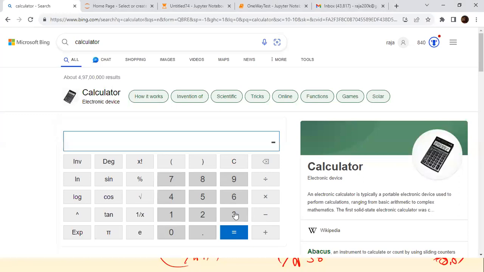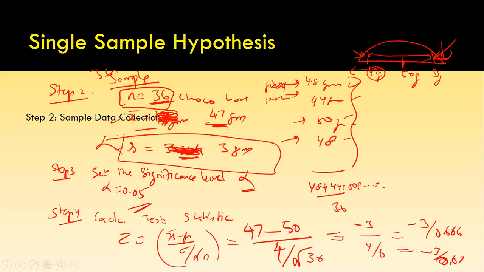Minus 3 divided by 0.67 gives minus 4.47, negative 4.47. So if I divide this value by this, what is the z value I'm getting? Z is equal to minus 4.47. I'm getting it, right? This is my z value. So using this formula, when I plugged in all the values, very simple, we are able to get the z value.